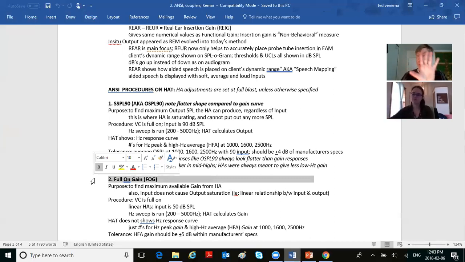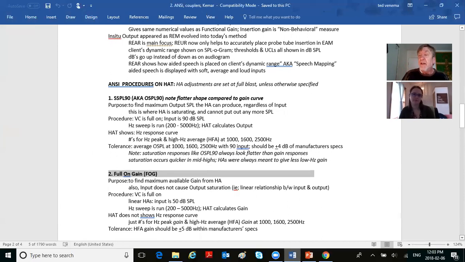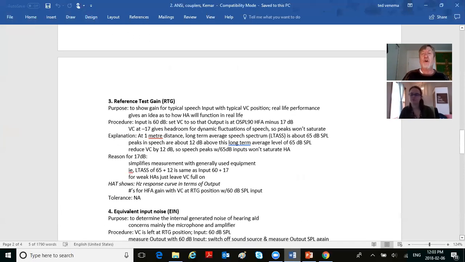Hold that thought, but now let's reduce the volume. Keep that input like regular speech, like step number 2, but now reduce the volume to more of a user setting. So reference test gain is meant to show what the hearing aid is doing in everyday life. On the client, what's the hearing aid doing? So the purpose is to show the gain for typical speech input with typical volume control position, real life performance. It gives an idea as to how the hearing aid will function in real, good old, everyday life.